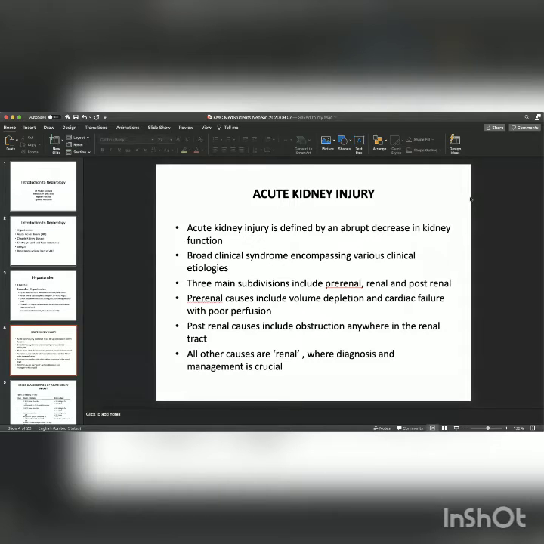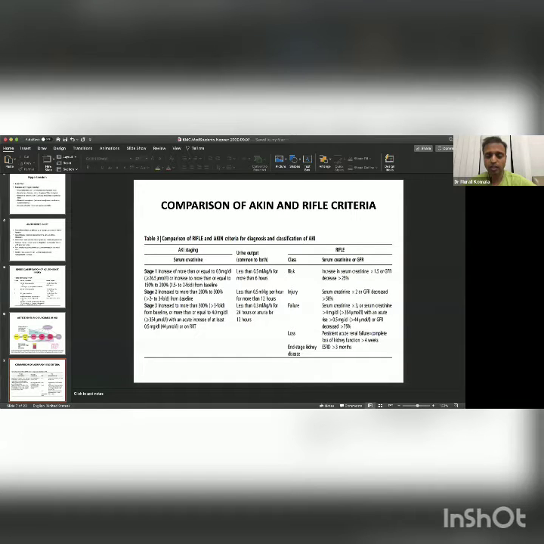So when you can't find from the history, the examination and investigation, namely an ultrasound, either a pre-renal cause or a post-renal cause, that is when you are thinking of renal causes of kidney disease, where the problem lies within the kidney. So what are the investigations? How do you manage an acute kidney injury? The first thing here is a situation where you have to establish two things: a rise in creatinine from baseline and a drop in urine output.